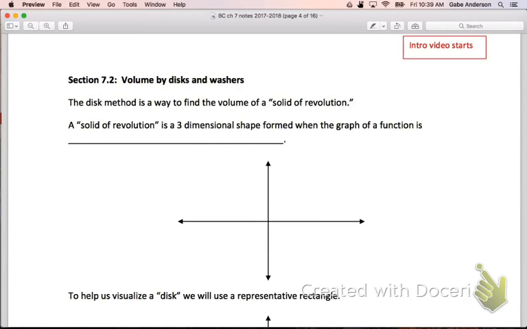This is the intro video for AP Calculus BC, section 7.2. We're going to be looking at volume by disks and washers. The disk method is a way to find the volume of what we call a solid of revolution, and that is a three-dimensional shape formed when the graph of a function or a region is revolved around an axis.